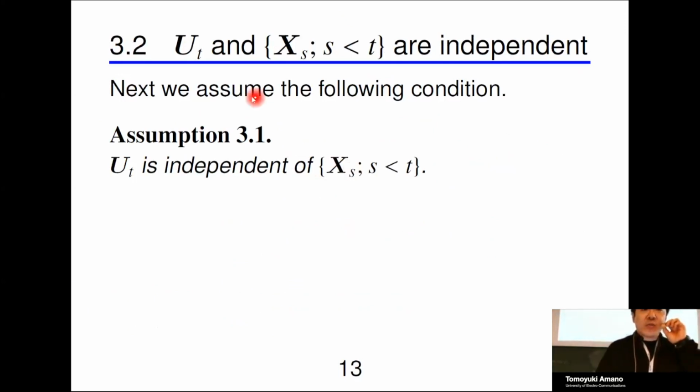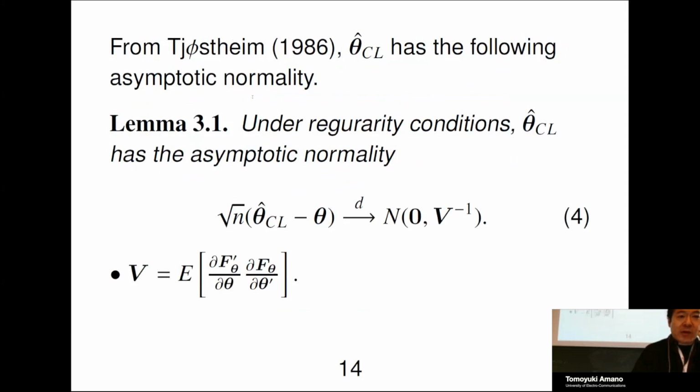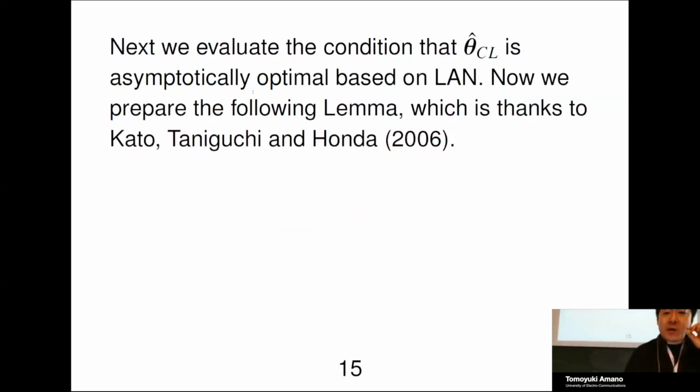First, we investigate the CLS estimator under this condition, that is, ut and past values xt are independent. From Jeong and Stem, CL has asymptotic normality, where this is the asymptotic variance. Next, we evaluate the condition that this CL estimator is optimal based on Rao.